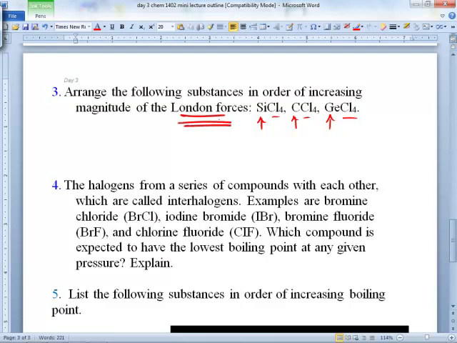So the lightest one should go first or last? First. The lightest one is? Let's see. Yeah, it's C. C would be the first one. And then it would be? Si. Yeah. Okay.